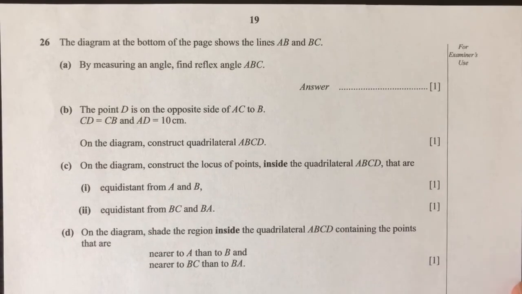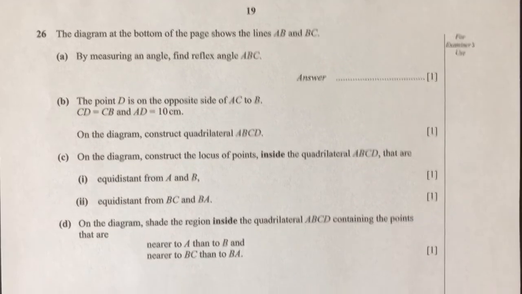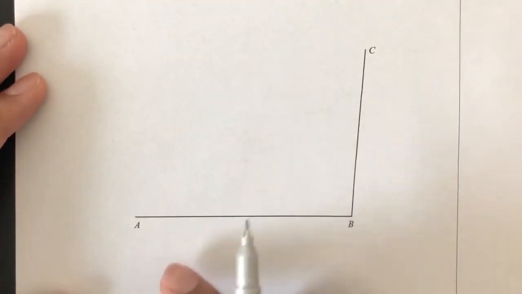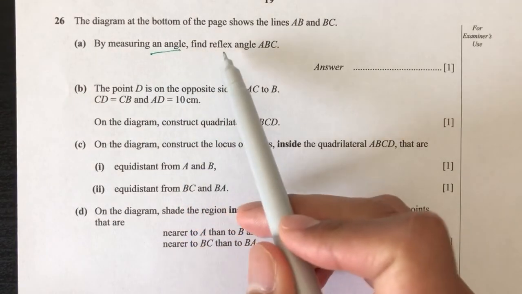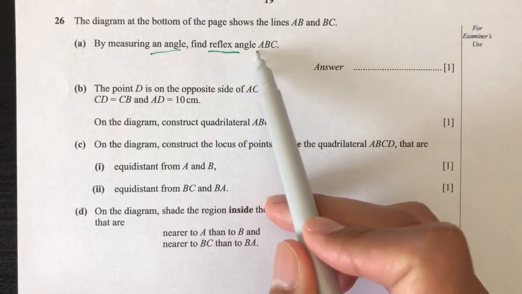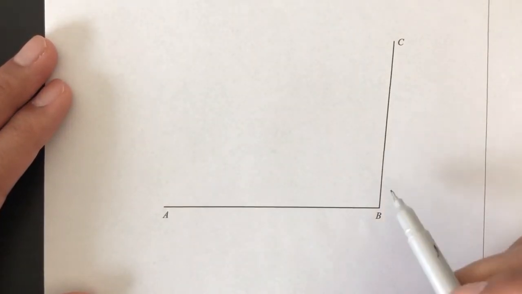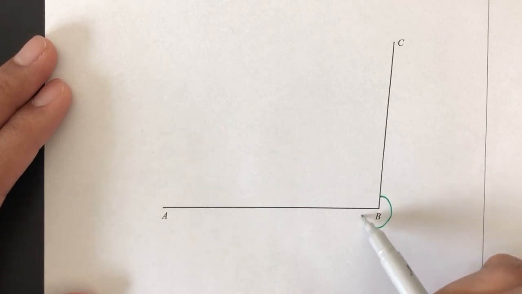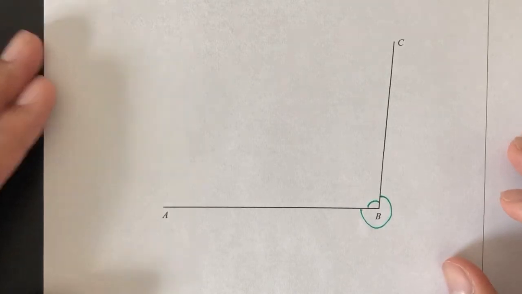Now moving on to question number 26. The diagram at the bottom of the page shows the lines AB and BC. So those are the two lines AB and BC. Now part 1. By measuring the angle, find the reflex angle of ABC. So ABC reflex will be this angle. So let's first measure this angle so we can find this outside.